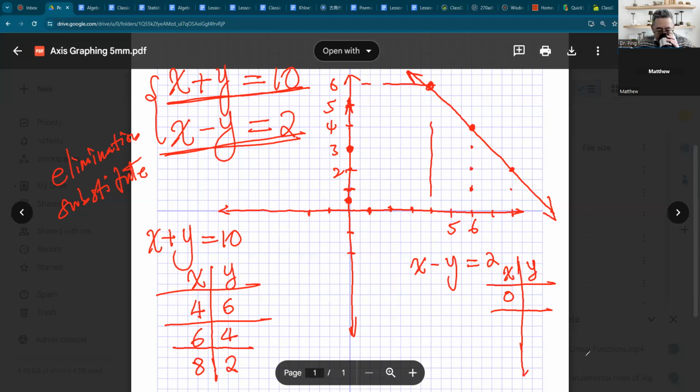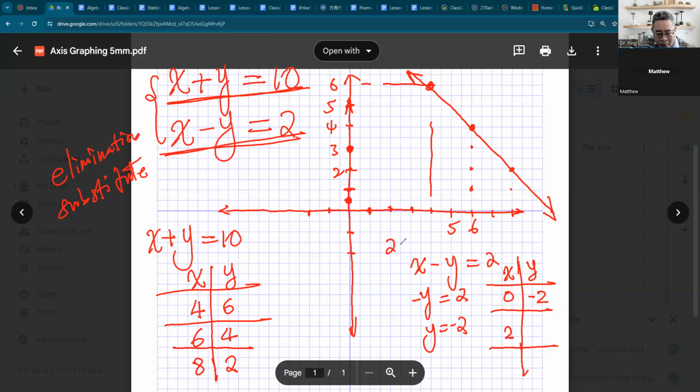It has to be a 2. Well, X is 0, so this becomes minus Y equals 2. So Y is negative 2. Okay? Yep, that makes sense. Then it's negative 2. Now, what happens if it's 2?